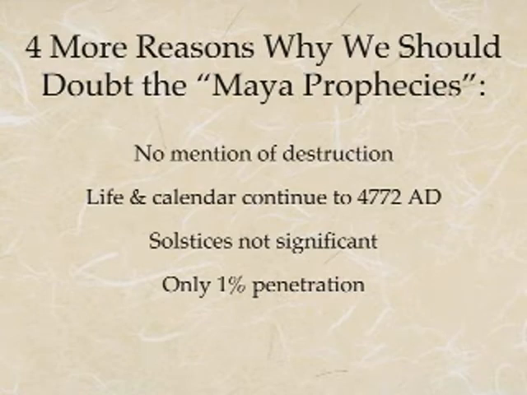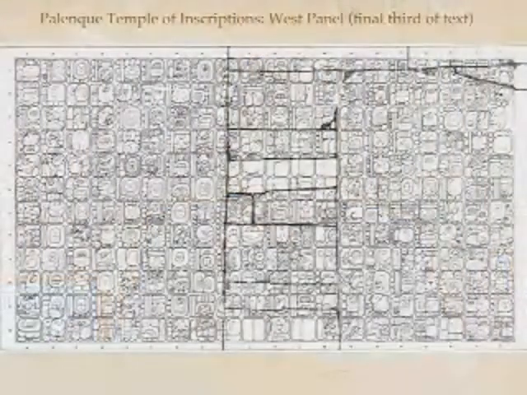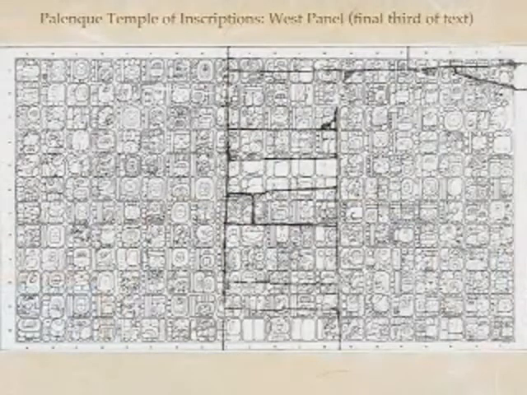Solstices are not significant. Remember, people are thinking about the alignment of the sun and the galaxy happens on the winter solstice, so that's kind of cool. But the Maya looked at solstices as something interesting way back early in their history, but they sort of gave that up because there are many other things that are more important, like the coming of the spring rains. And like I said, 1% penetration. And as for life in the calendar continuing to 4772, I'm now going to spend the rest of the next 4 hours translating this for you.